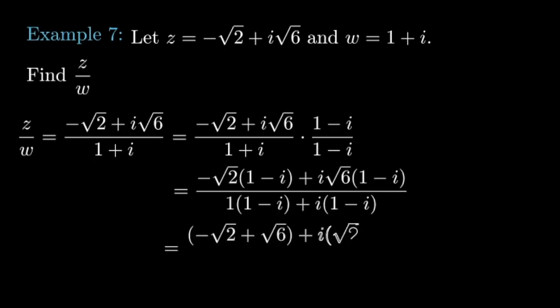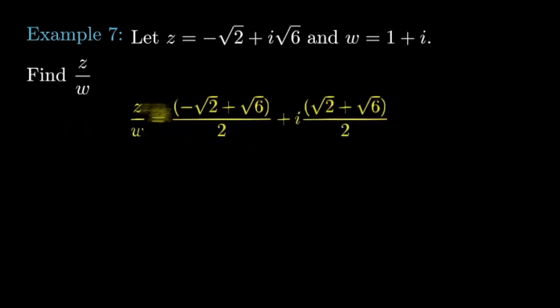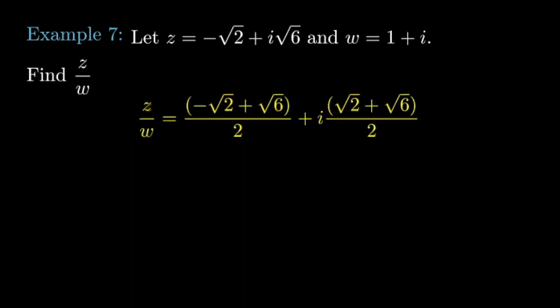So if we expand this out and collect the real and imaginary parts, we'll have minus root 2 plus root 6 plus i times root 2 plus root 6 over 1 squared minus i squared. But that's just going to give us minus root 2 plus root 6 over 2 plus i times root 2 plus root 6 over 2.